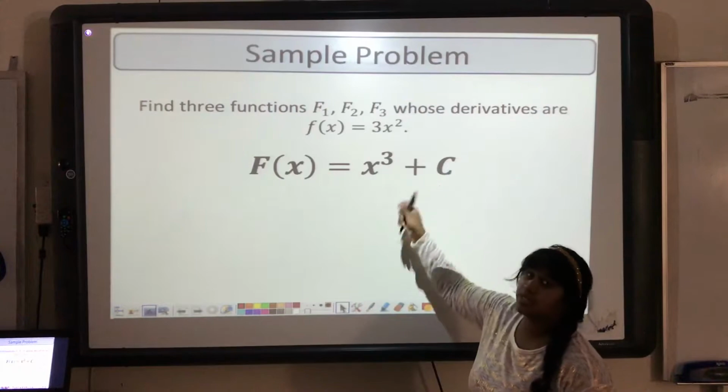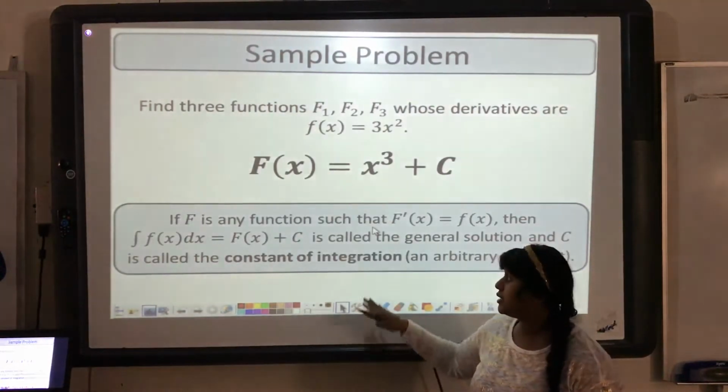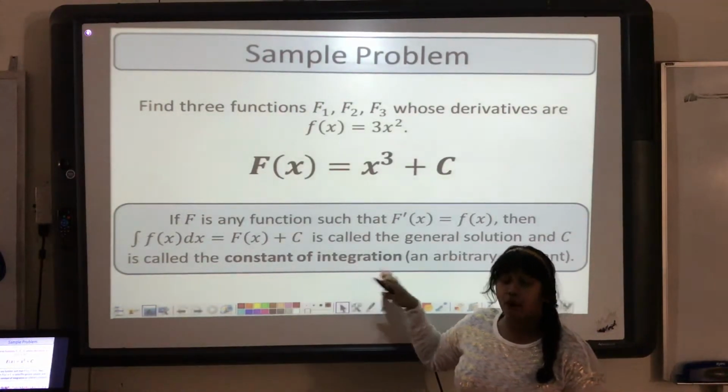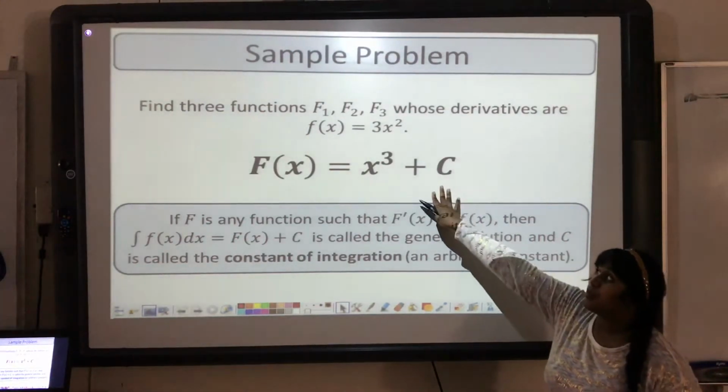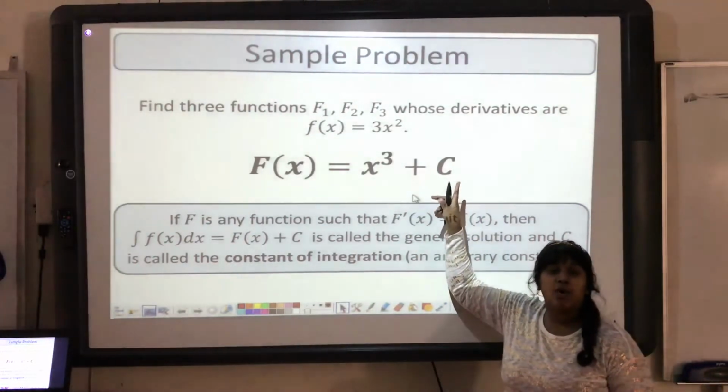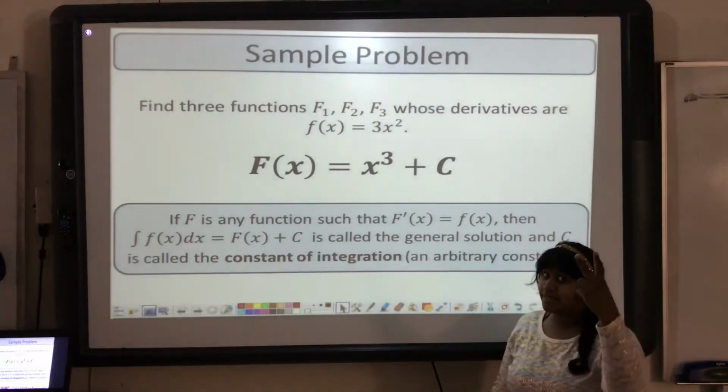And why do we do this? Well, this is called a constant of integration. It is an arbitrary constant, but it is not an arbitrary concept. So please, please, please tack on plus c to all of your integrals. There are only 2 exceptions.